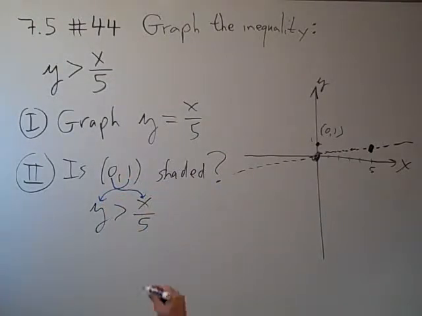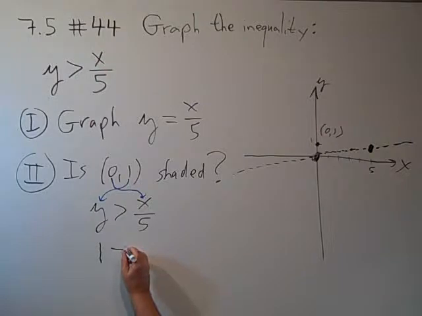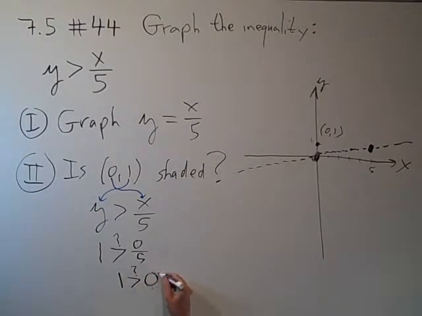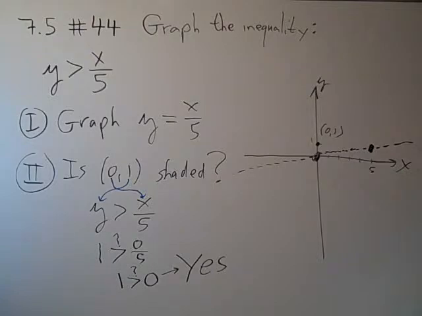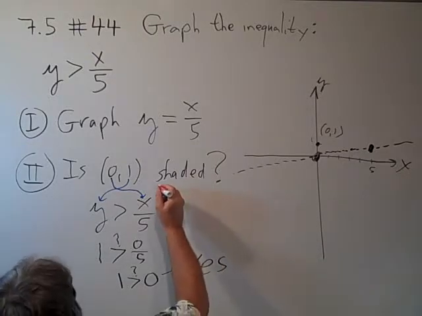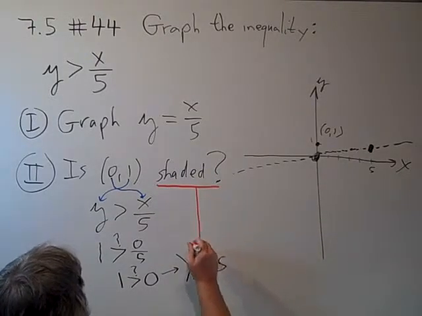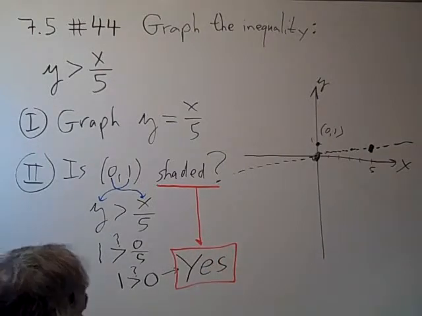And this becomes 1. We wonder, is 1 bigger than 0 divided by 5? Is 1 bigger than 0? Yes. 1 is bigger than 0. And that's the answer to the question, is 0, 1 shaded? Yes, it is shaded.